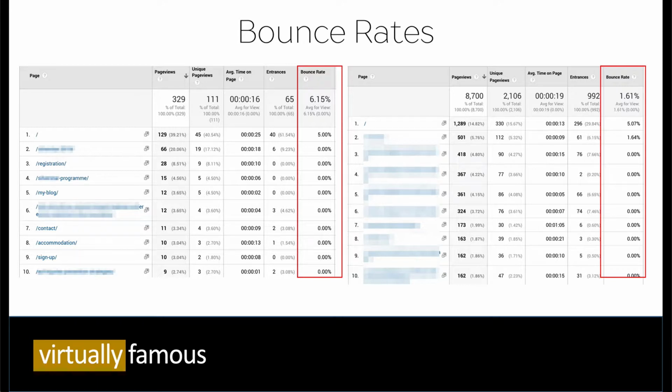How do we improve bounce rates? We make sure that the content is good quality and it's keeping people there. So we talk about improving the pages on your website so that they sell and so that they contain good quality content. Well, good quality content, good targeted content keeps bounce rates down.